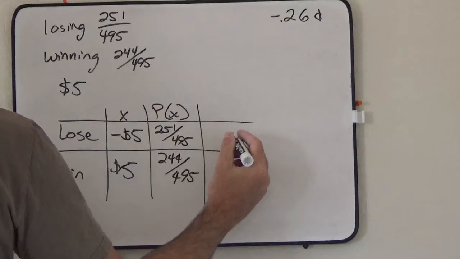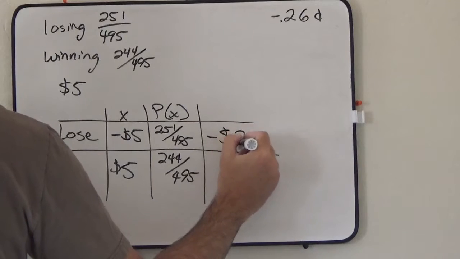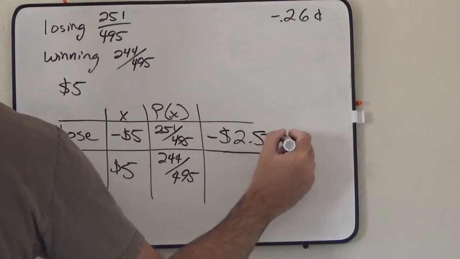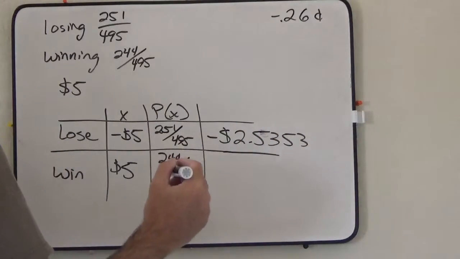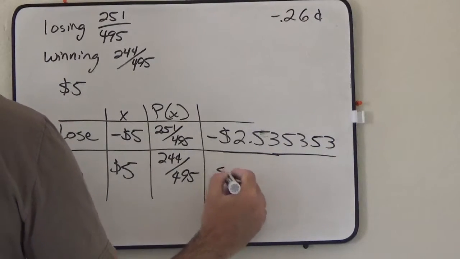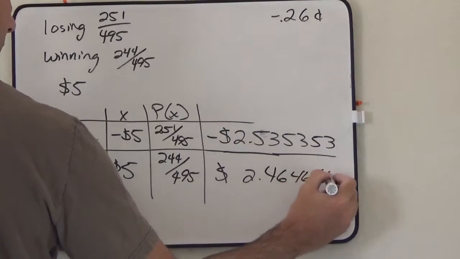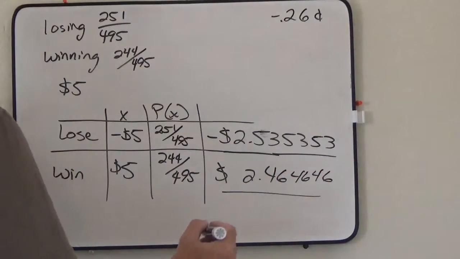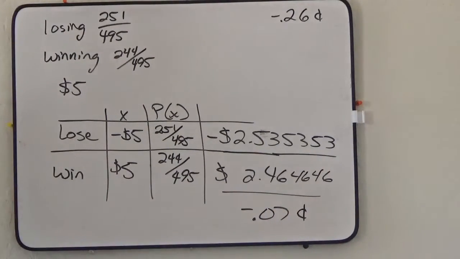If we multiply this, we get negative $2.5353 and so forth, okay? And we'll do it one more time. On this one, we would gain $2.464646. We add those together and we get negative 0.07 or negative 7 cents. You guys, there's a reason why the house always wins, right?